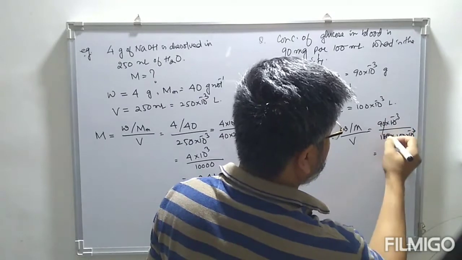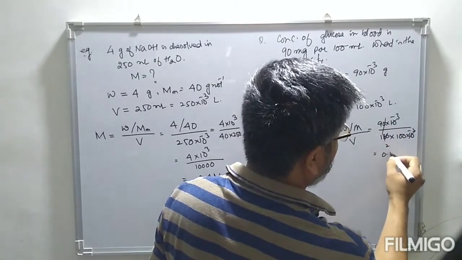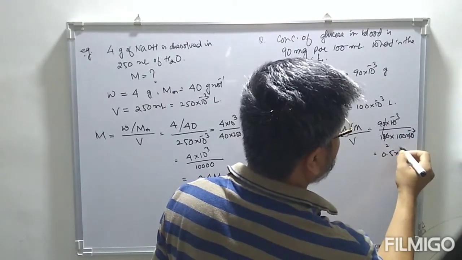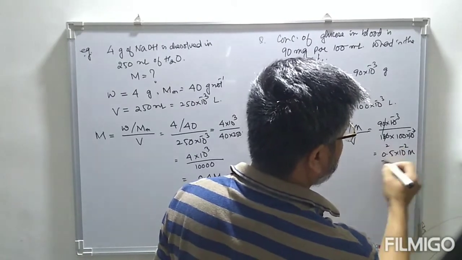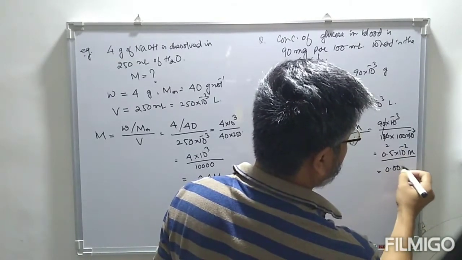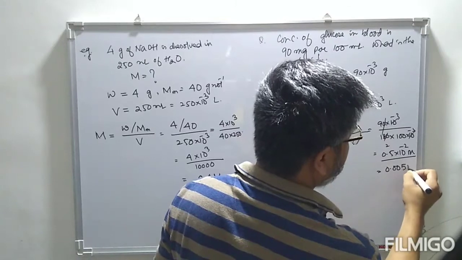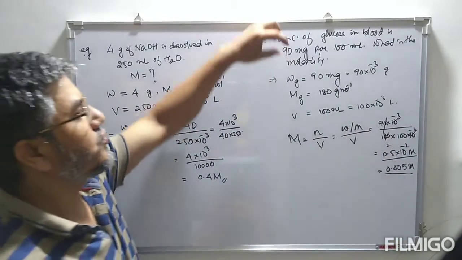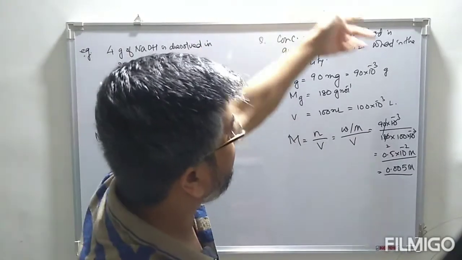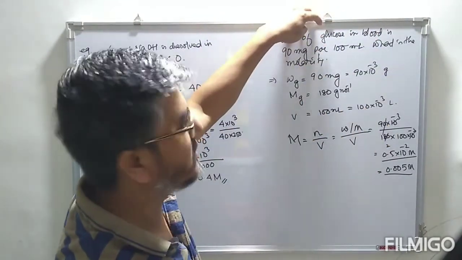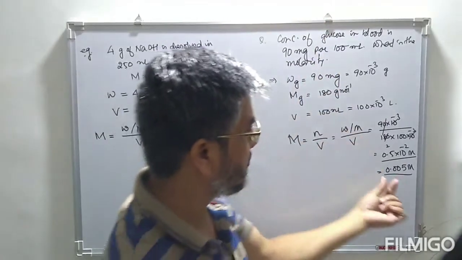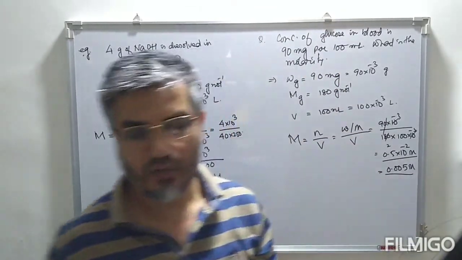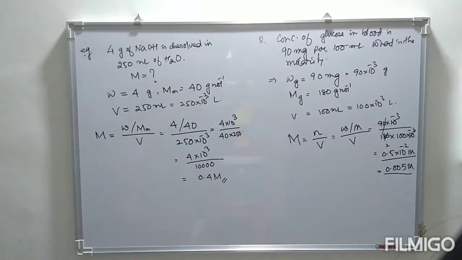So this is 0.5 into 10 to the power minus 2, 0.005 moles per liter of the solution. So 90 milligram per 100 ml of glucose in blood corresponds to a 0.005 molar solution.